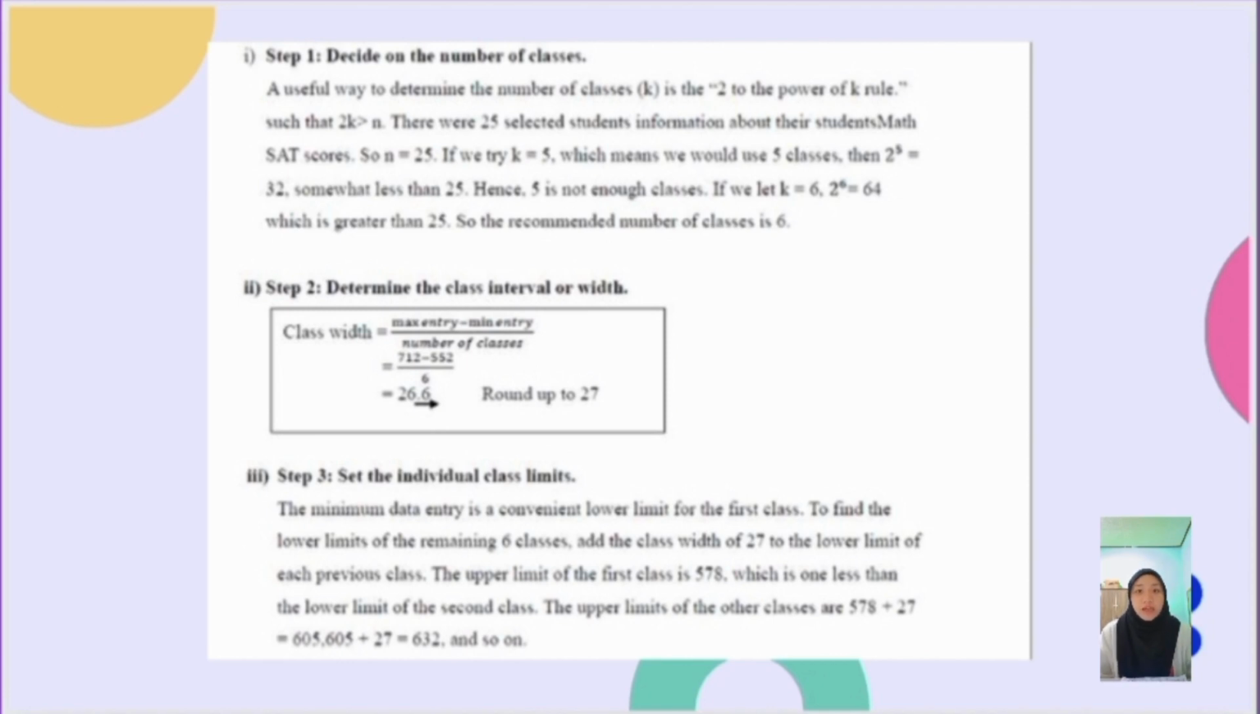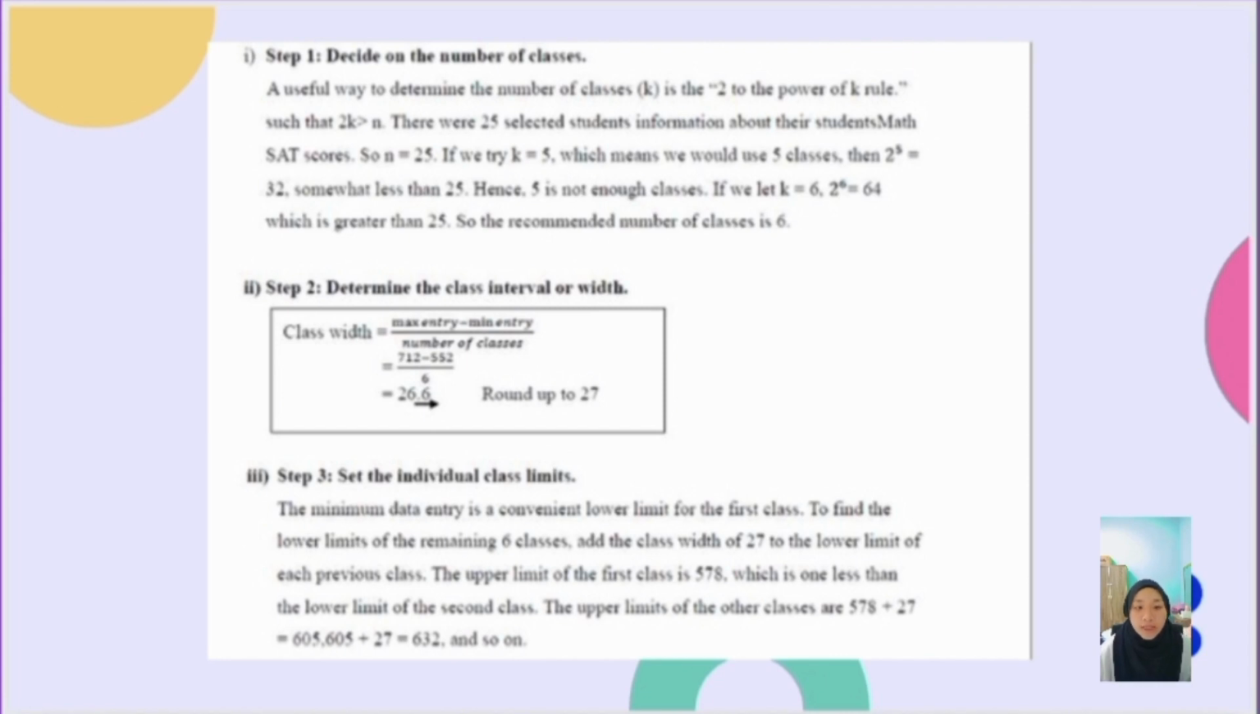From the statement that was given, the population is 500 university students. 25 students were randomly selected, with information about their high school GPA, math SET score, English SET score, computer SET score, and university GPAs. So this is the frequency table for SET score.